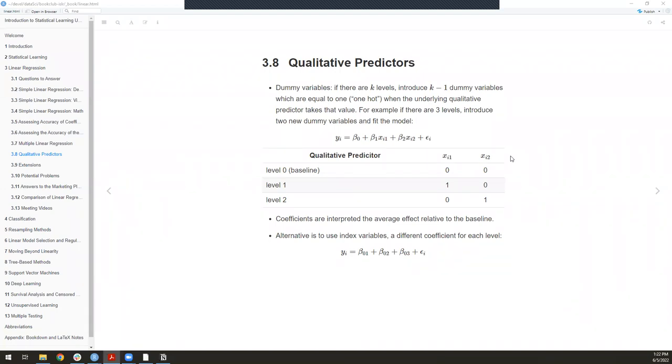I've seen other ways of doing that, and I mentioned one here, it's not from the book, but I mention it as an alternative: what I call index variables, where you just use a different coefficient for each level. So here you just have beta 0 1, beta 0 2, beta 0 3, and that'd be it, and each one of them would give you the effect of being in that particular class or category. That's not the way the book does it. That's the way the Bayesians like to use, because it works better with Markov chain Monte Carlo and things like that.